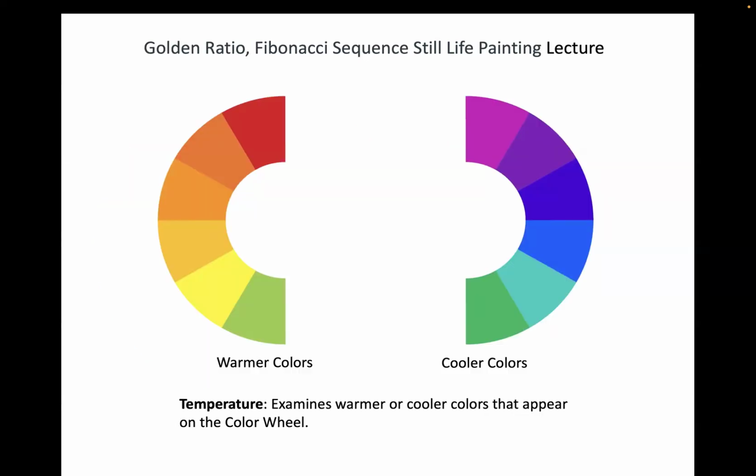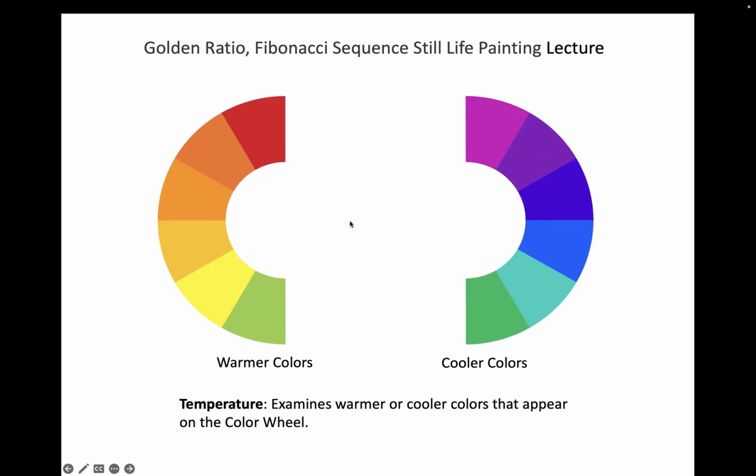Now let's talk a little bit about the temperatures of the color wheel itself. You can see here, we have warmer colors here on the left, and then we have cooler colors here on the right. We can start off by looking at this more reddish violet. We have our violet here, our blue violets, our blue greens, and our greens themselves. And starting off with our warmer colors, we have our yellow greens, our yellows, our yellow orange, orange, red orange, and red. Temperature examines warmer or cooler colors that appear on the color wheel, right?